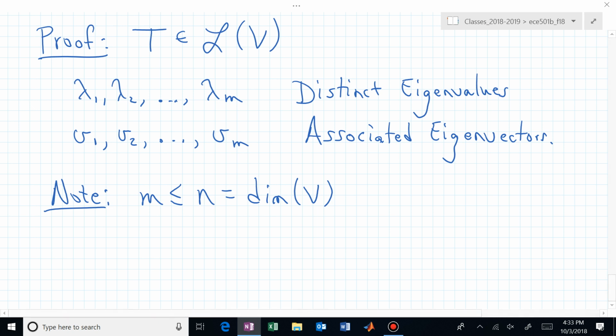So I'm not necessarily saying that if I had n eigenvalues, I'm not requiring them all to be distinct. I just want to show that the eigenvectors associated with the distinct eigenvalues are linearly independent. I'm saying nothing about the eigenvectors associated with non-distinct eigenvalues. Is that clear?